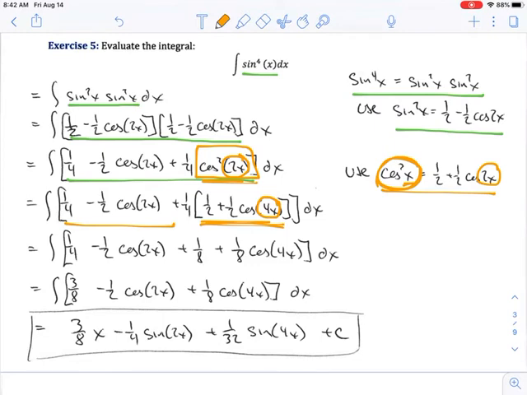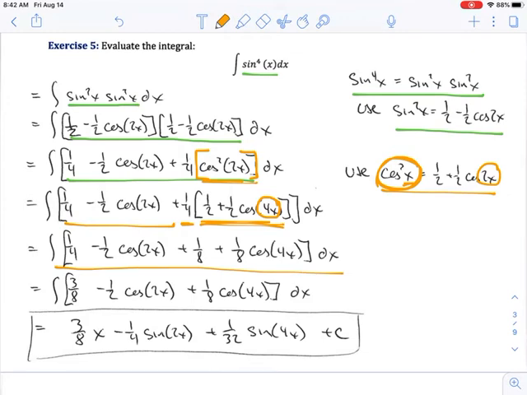And remember, be careful. You are multiplying all of this. You're multiplying the cosine squared. When you substitute that in there, you're multiplying that all by 1/4. So don't forget to multiply by that 1/4. And so when you do all of that, you end up with this.